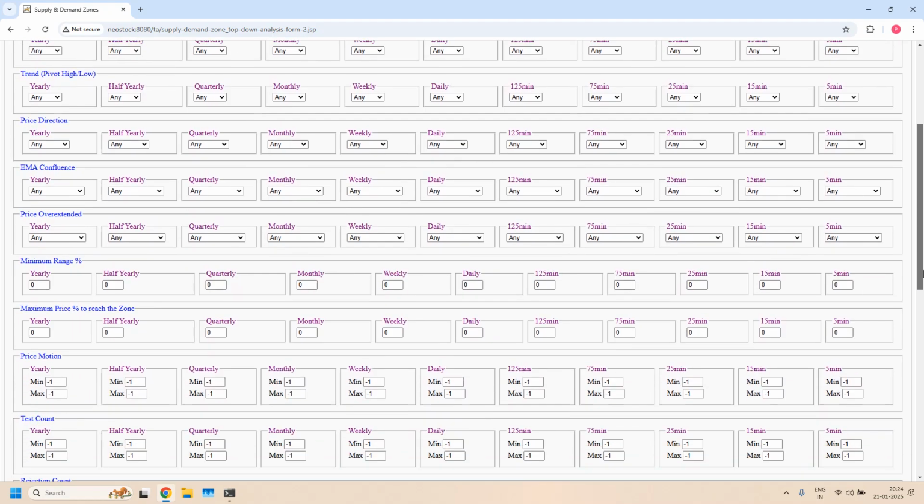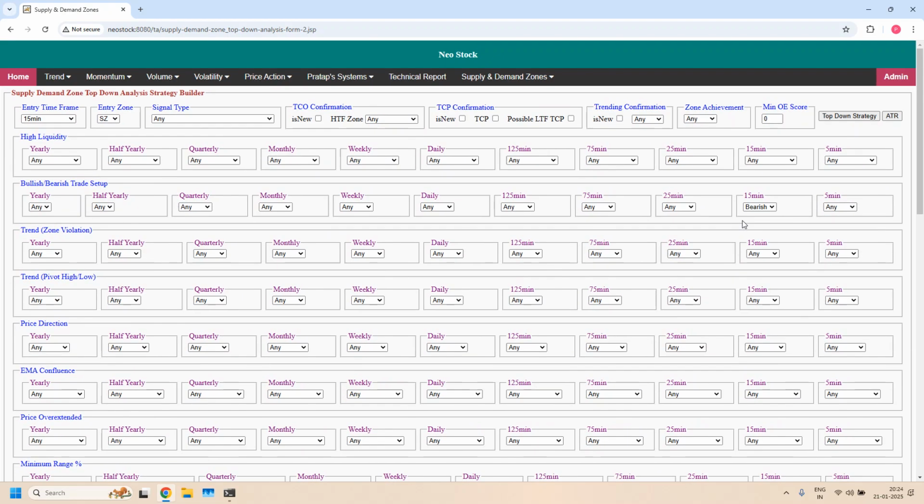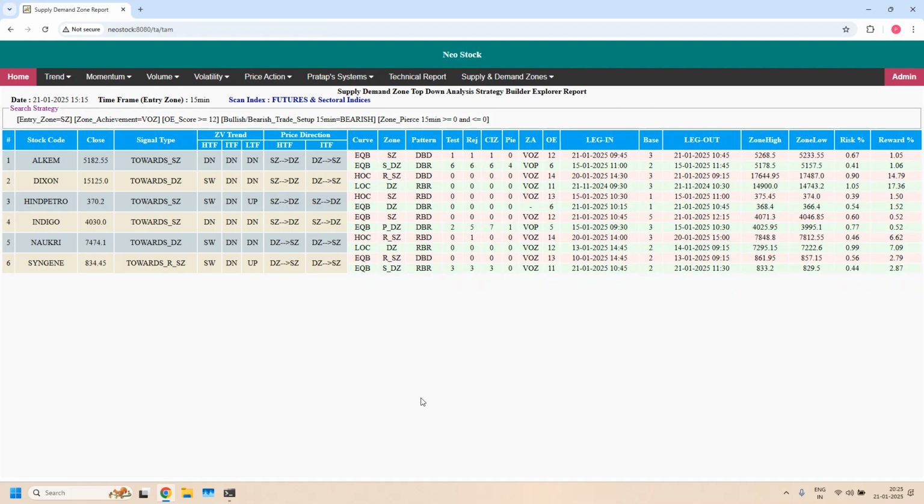The 15-minute supply zone should not be pierced. So in the pierced count parameter at 15 minutes time frame, I am setting minimum value 0, maximum value 0. Zone achievement violated opposing zone. Minimum odd enhancer score 12. All three filters are applied to the 15-minute supply zone, and after that we got 6 stocks. These 6 stocks are currently supporting bearish trade setup for daily income trade, and entry time frame zones are 15-minute supply zones.